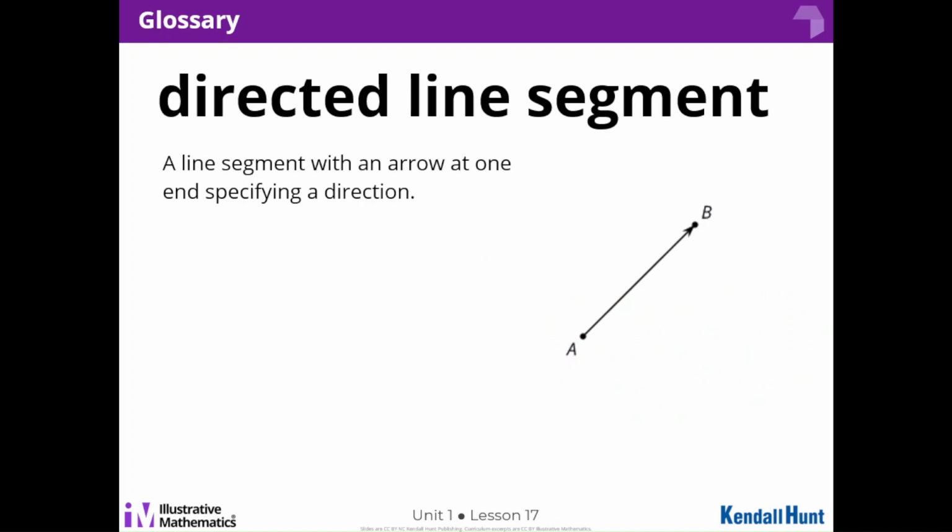Next, we have directed line segment. This is a line segment with an arrow at one end specifying direction. So rather than simply having line segment AB, we now know that this line segment AB goes from point A to point B because of the arrow showing the direction.